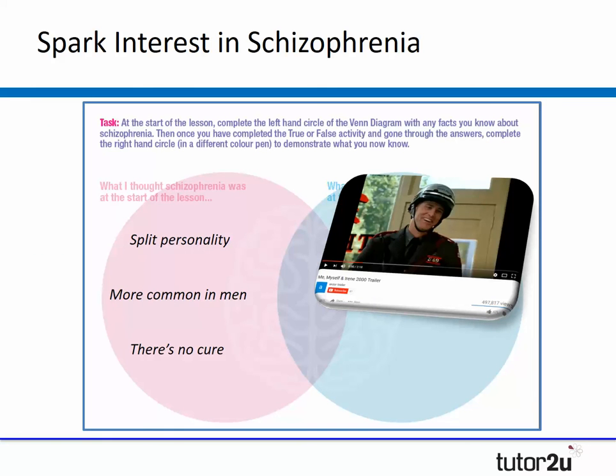What you can then do at the end of the lesson or the end of the topic, whatever time frame you want to use this over, is go back to the Venn diagram and get them to plot on there what they now know about this disorder. They might now say it's usually diagnosed between 16 and 25 or 26. They might say that treatments include drugs and CBT. What you're hoping to do through this activity is dispel the myths and misconceptions and get them to have a much more accurate knowledge and understanding of what this disorder is.